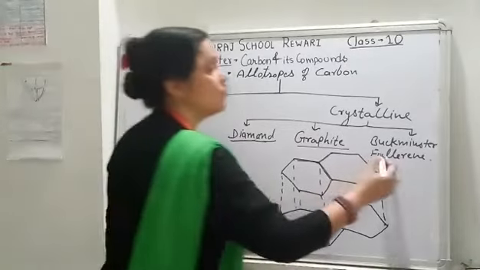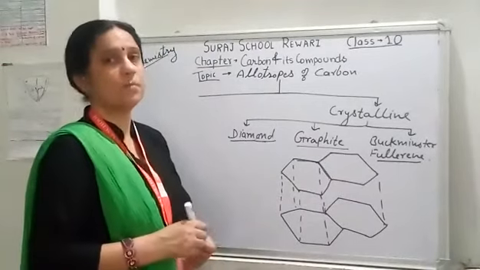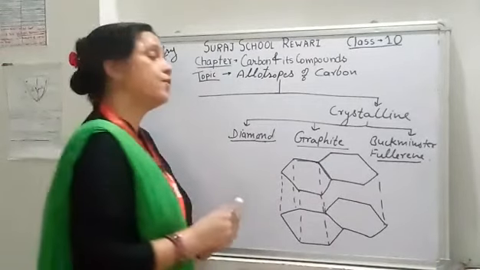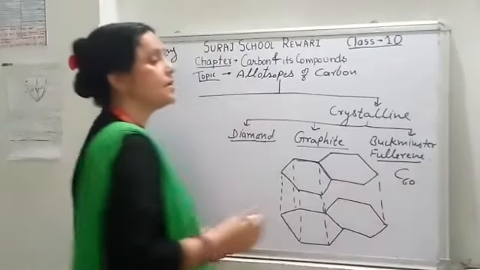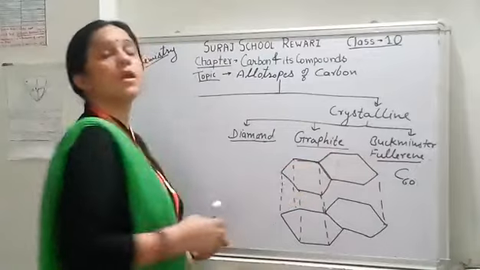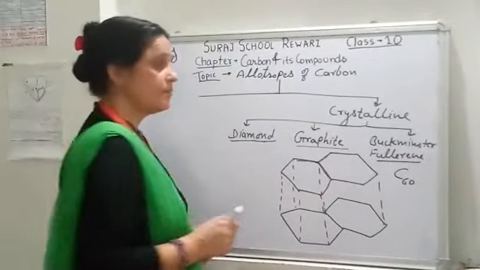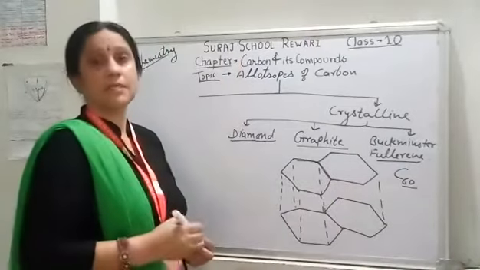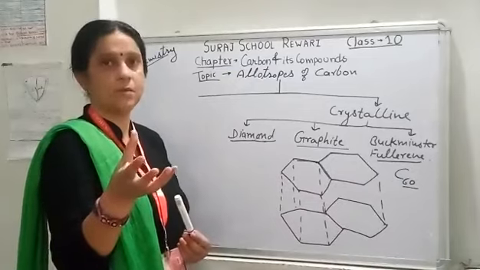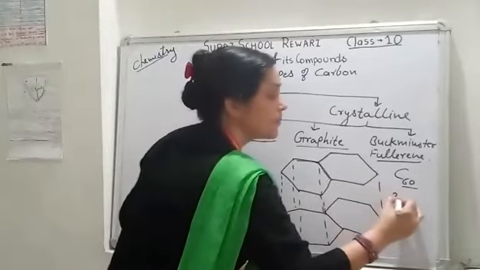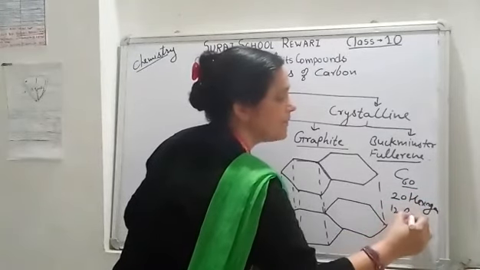Now the Buckminster fullerene. Students, fullerene is the recently discovered allotrope of carbon. In a molecule of fullerene, 60 carbons are present. C60 is the most common molecular formula of fullerene. The other fullerenes are also C70, C80, etc. These 60 carbons are arranged in a spherical arrangement like a ball, like a football, in which 20 hexagons and 12 pentagons are arranged.